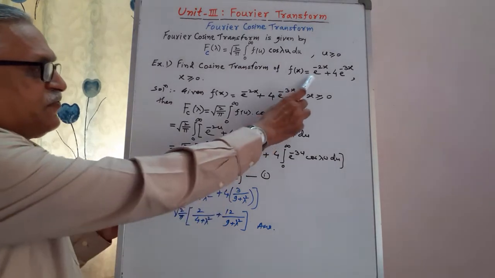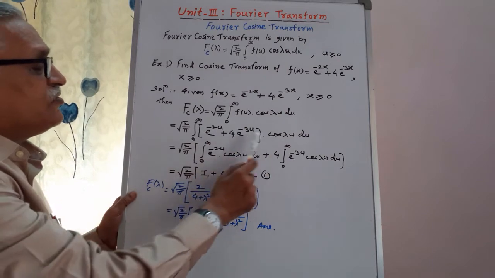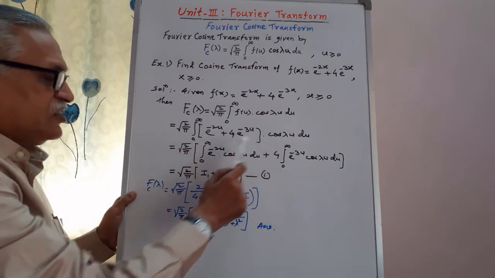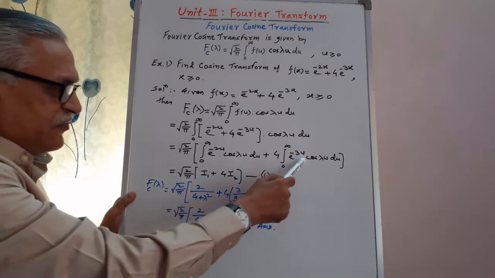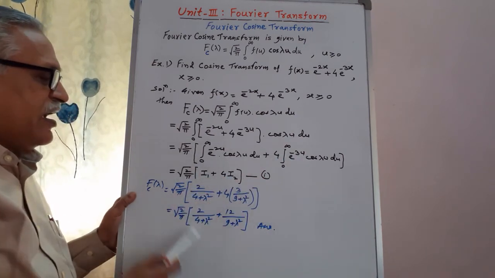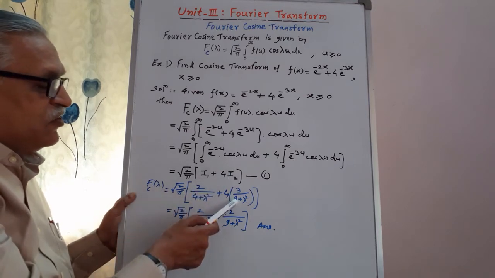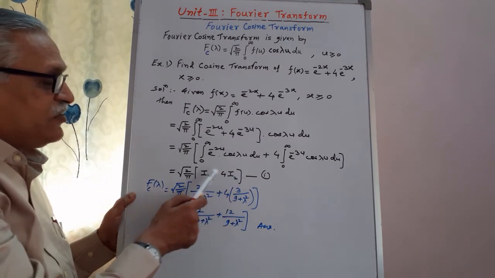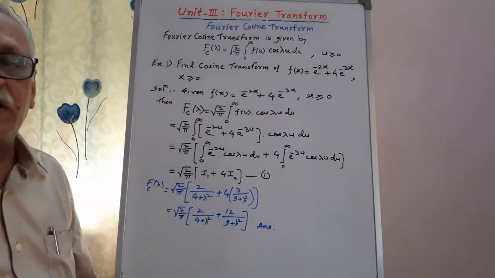It is a combination of two terms, therefore we put that value in this formula, splitting into two integrals, then evaluating the first as I1, evaluating the second as I2, and by applying the standard result we get the value of I1, we get the value of I2. Substituting those values in equation 1, we get the required Fourier cosine transform.